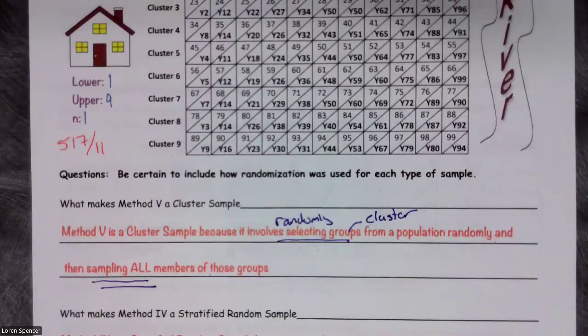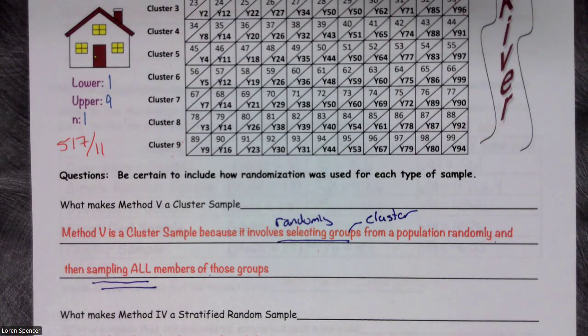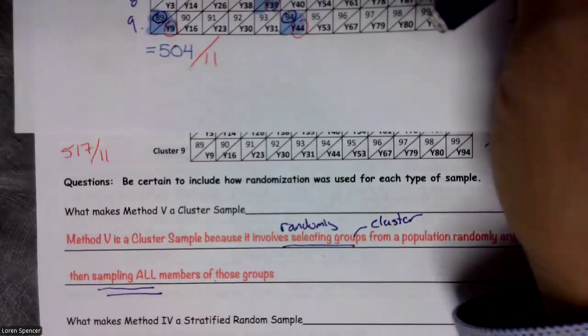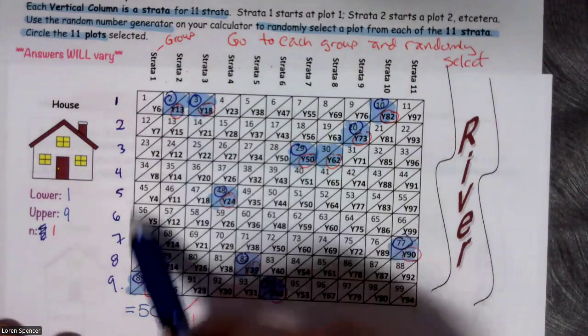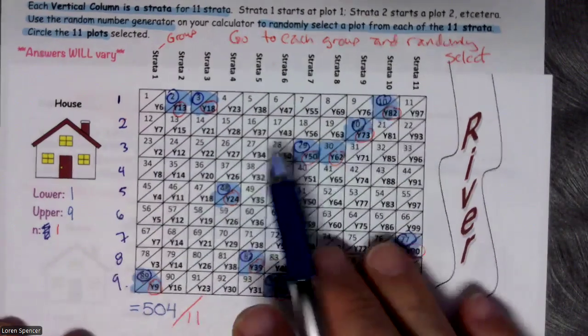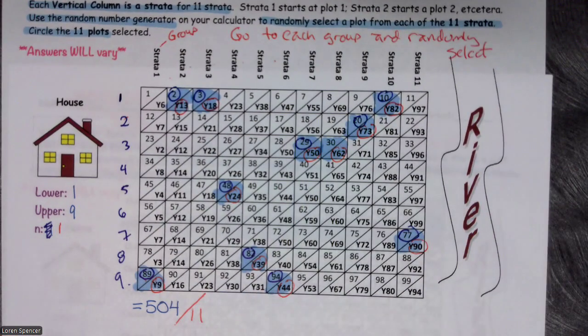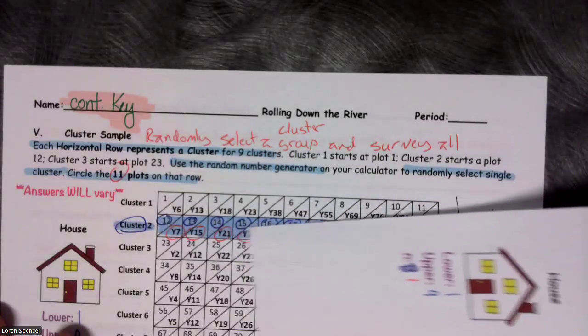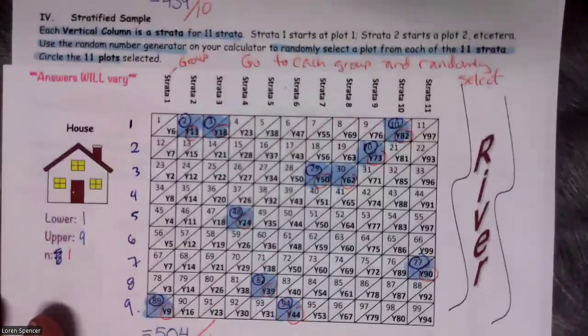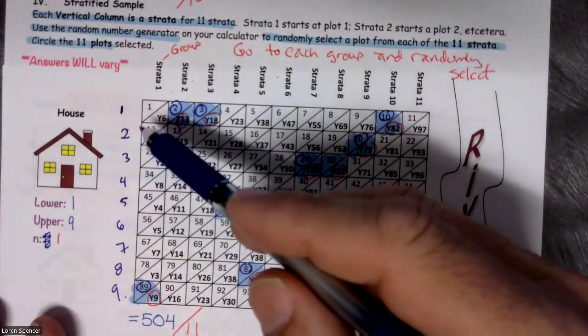Okay. So then the next one was, what makes method 4 a stratified sample? So let's look at method 4. With method 4, we broke it down into groups, just like in cluster we broke it down into groups. And by the way, cluster and stratified are the only ones that break it into groups, but the groups are completely different. I'm going to go back to cluster. In cluster, we have some of each type. In stratified, we don't have some of each type.